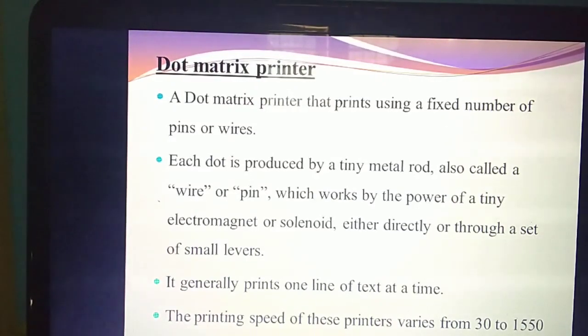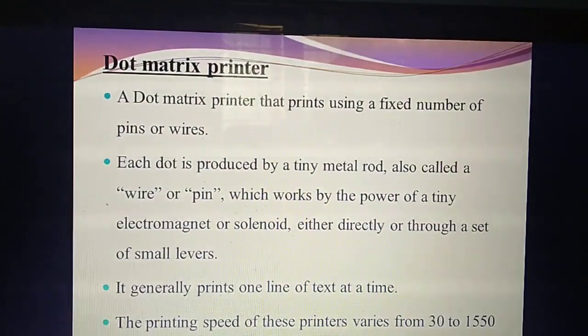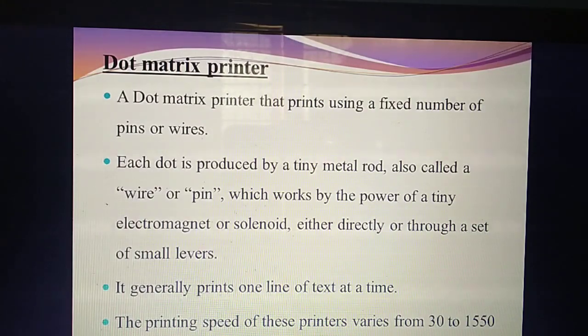When it starts to print, each dot is produced by using a metal rod. How does it work? For example, if you give a print command, inside this printer an electromagnet is there. In physics you have studied electromagnet or solenoid. This electromagnet or solenoid is connected by means of small levers. That is the working of the dot matrix printer.